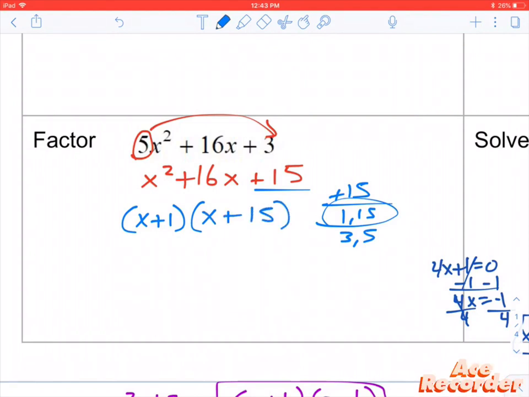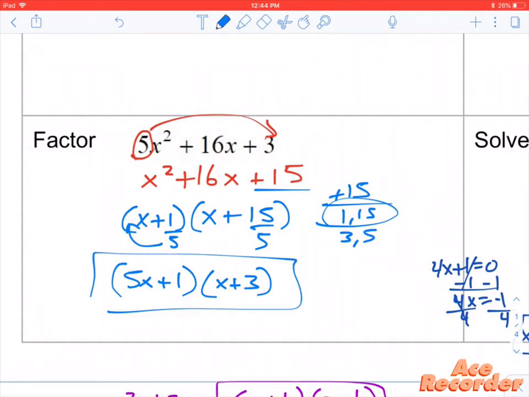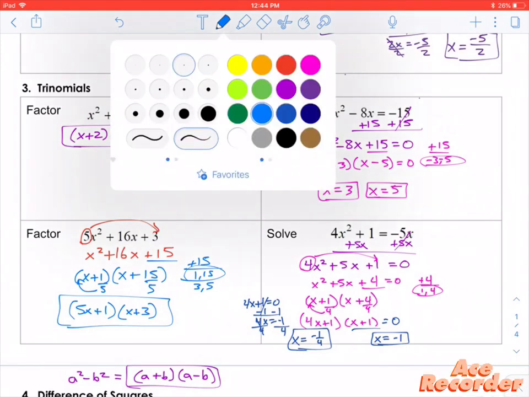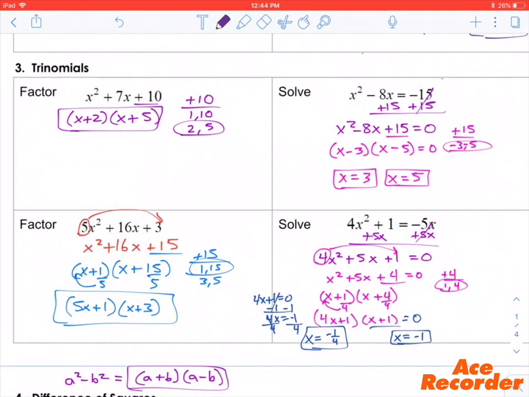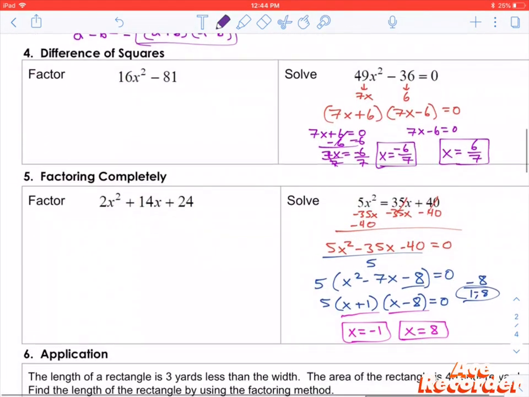But since we slide, we must divide by 5. So the one on the right becomes x plus 3. This one doesn't divide, so 5x plus 1. And there's nothing else to that one. So there's our front side there. And so we go to the back side now, and we're going to go ahead and factor as well.